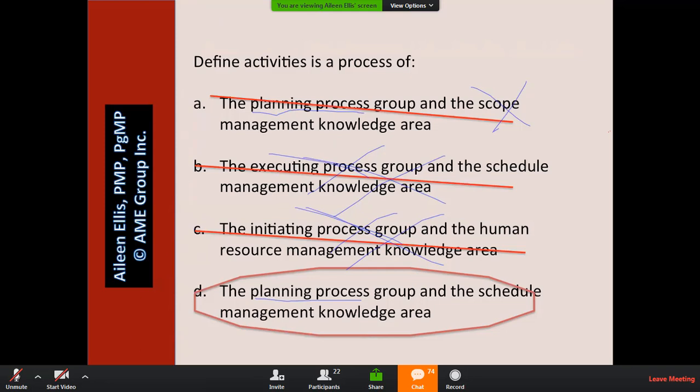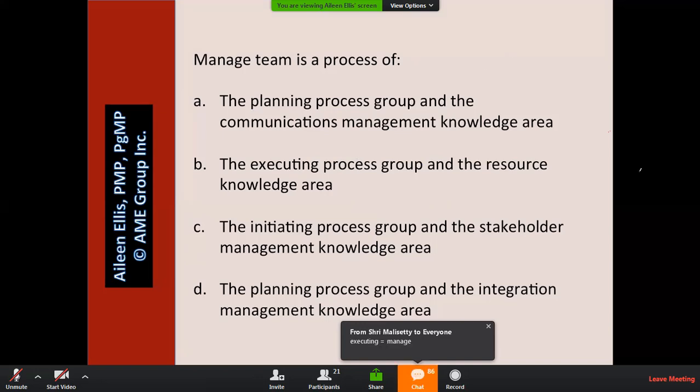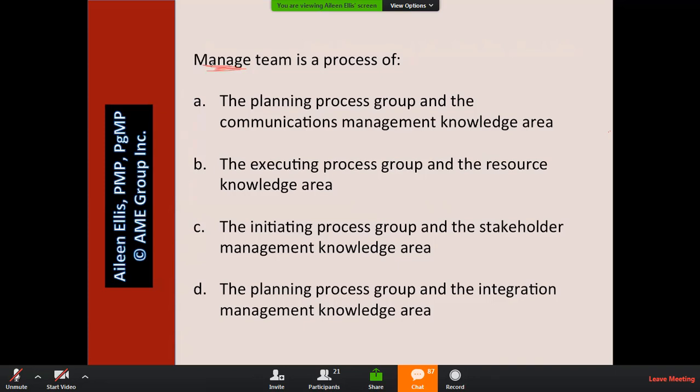Sorry, my computer stopped for a minute. Manage team is a process of. Whenever you're ready, type your answer into the chat area. Okay. So Shri told us the trick I would use here. When I see the word manage, so when you see the word manage, what process group are we probably in? When we see manage, we're probably in the executing process group.